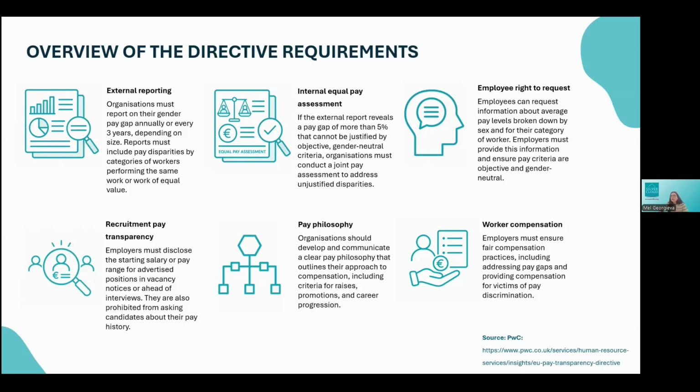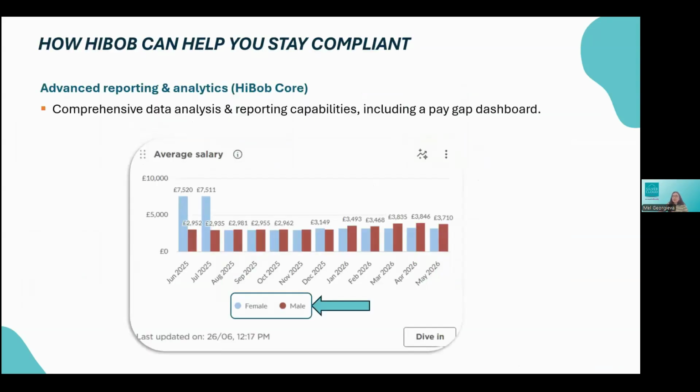And then moving on to, based on the things that we've talked about now, what Bob has developed or is developing to help you stay compliant with these new elements. The first thing is in HiBob, something that you will have access to if you're a core client, is comprehensive DE&I dashboards with reporting capabilities, including a very good pay gap dashboard. So you can use that dashboard, customize it, dive into the analytics to find how your female employees are paid compared to your male employees, and drive some more insights from there.